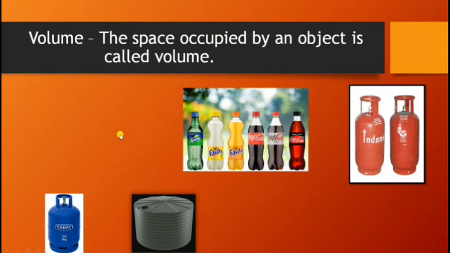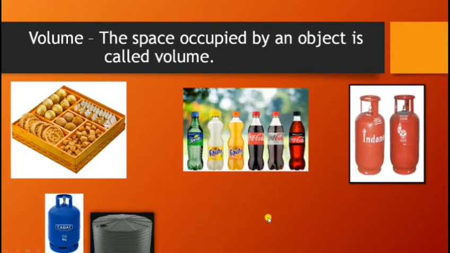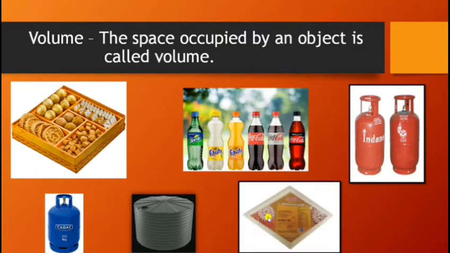So let us look at some of the examples. Sweet box, different brands of soft drinks, gas cylinders. Here you can see gas cylinders which are bigger than this one, so they have more volume. Here it is having less volume. Then water tanks, and lastly, the example of a Kaju Katli box. All these are examples related to volume. All the shapes give the concept of volume.